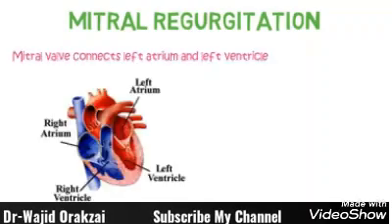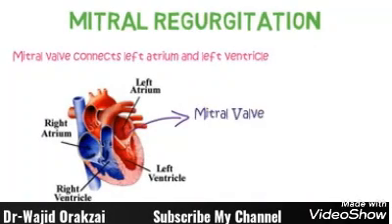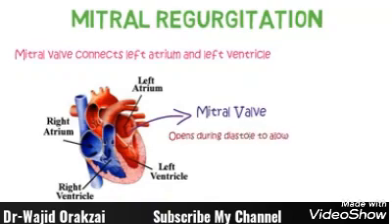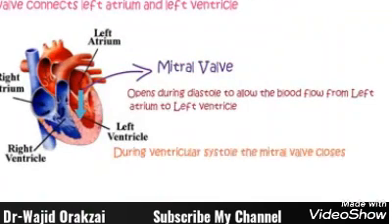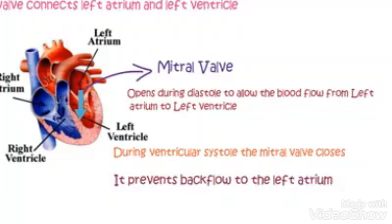Mitral valve connects left atrium and left ventricle. The mitral valve opens during diastole to allow the blood flow from left atrium to left ventricle. During ventricular systole, the mitral valve closes. It prevents backflow of the blood to the left atrium.